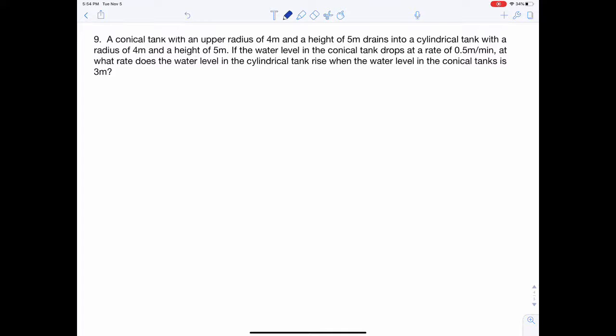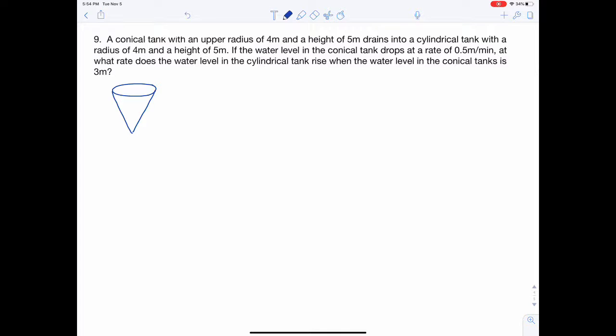Okay, looking at problem number 9, which is the last of the related rate problems that was asked about. We have a conical tank with an upper radius. So we have this conical tank that looks like this.